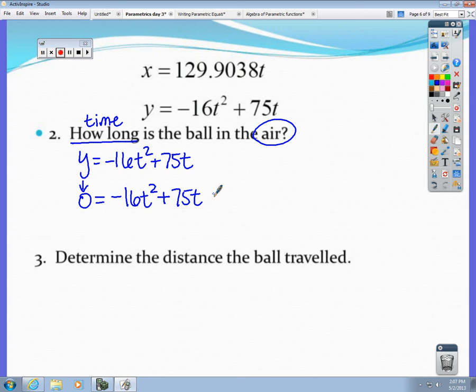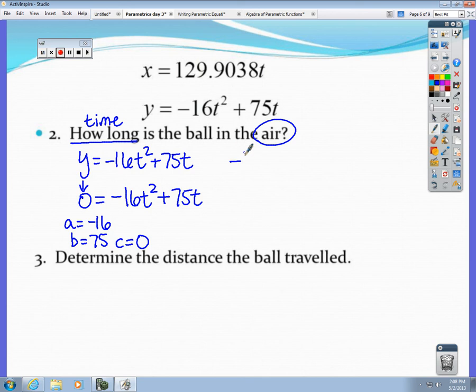Since we've been using the quadratic formula in class, we're going to do that to practice. If you know how to factor, you can also use factoring. Okay, so our A value would be -16. Our B is 75. And our C is 0.